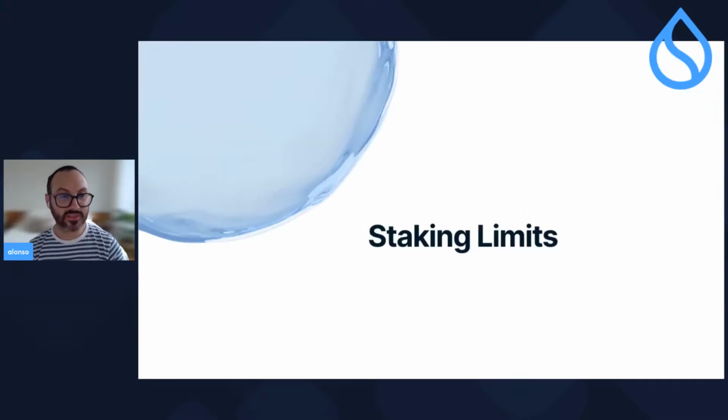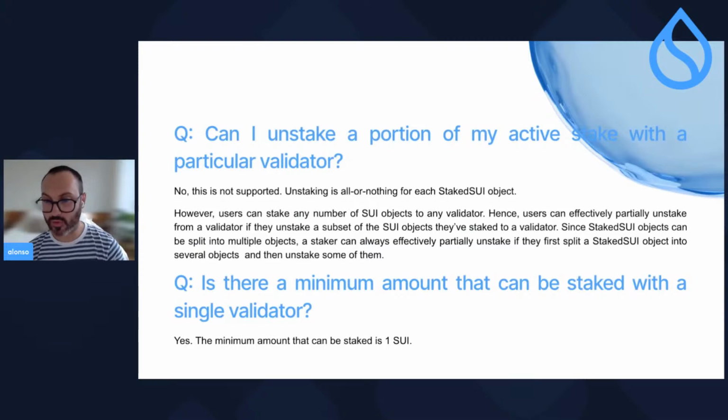Okay, a few details on staking limits that could also be important for a liquid staking protocol. Can someone unstake a portion of their active stake with a validator? That is, if I stake 10 Sui tokens with a validator and get a StakedSui object with 10 Sui in it, can I simply unstake half of it? No, you can't actually do this directly. It's all or nothing. Either you entirely unstake that StakedSui object, or you don't do it.